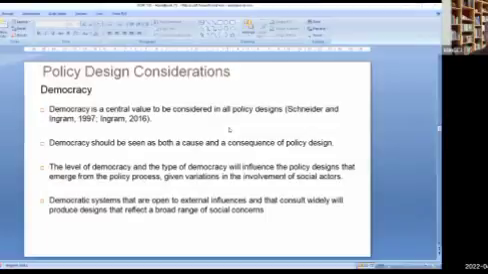So democracy is a good consideration in drawing up these policies. It's not something you just draw up and force down people's throats. It must be done within a democratic context, which means that people's feelings and people's aspirations must be taken into consideration.